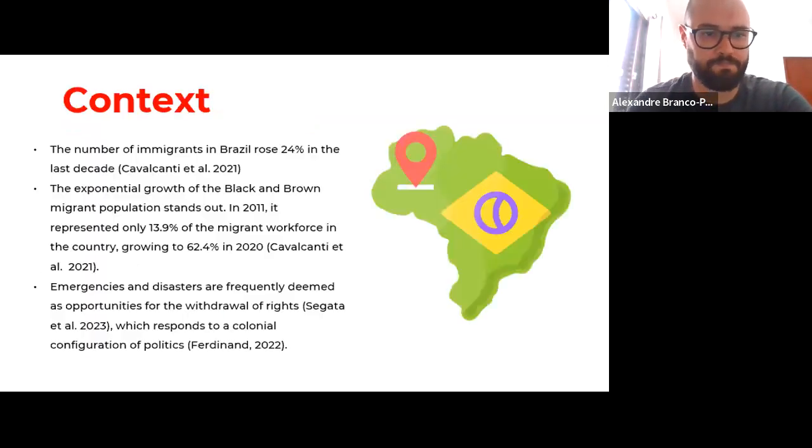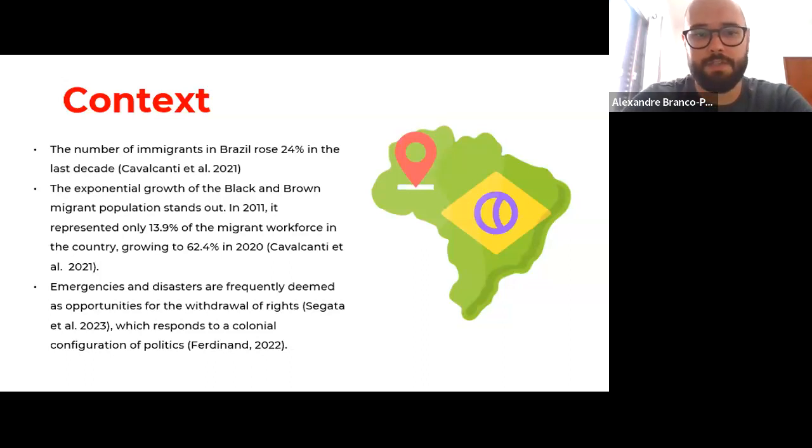Next slide, please. So the number of immigrants in Brazil rose 24% in the last decade, and the majority of this contingent is constituted by Black and Indigenous populations from Latin American and African countries. The exponential growth of the Black and Brown migrant population stands out. In 2011, it represented only 13.9% of the migrant workforce in the country, growing to 62.4% in 2020.